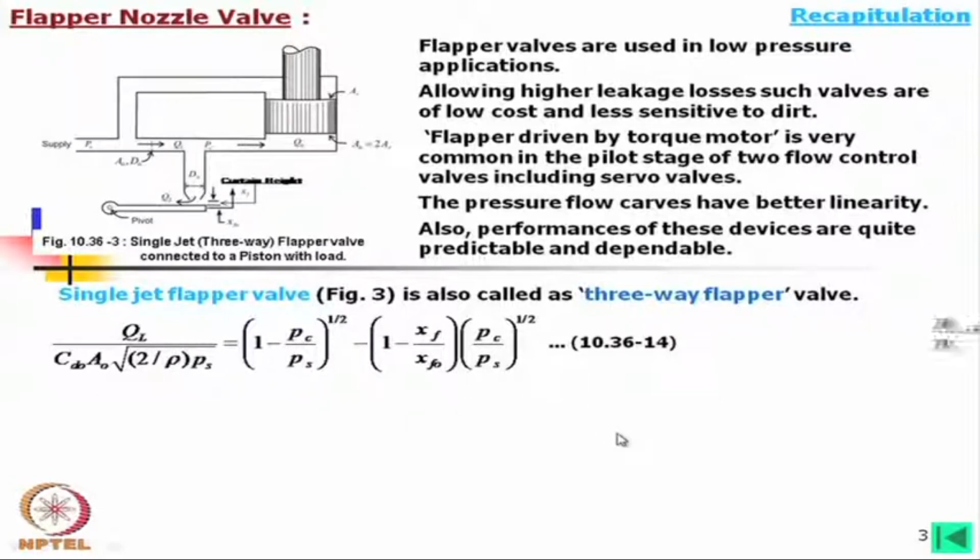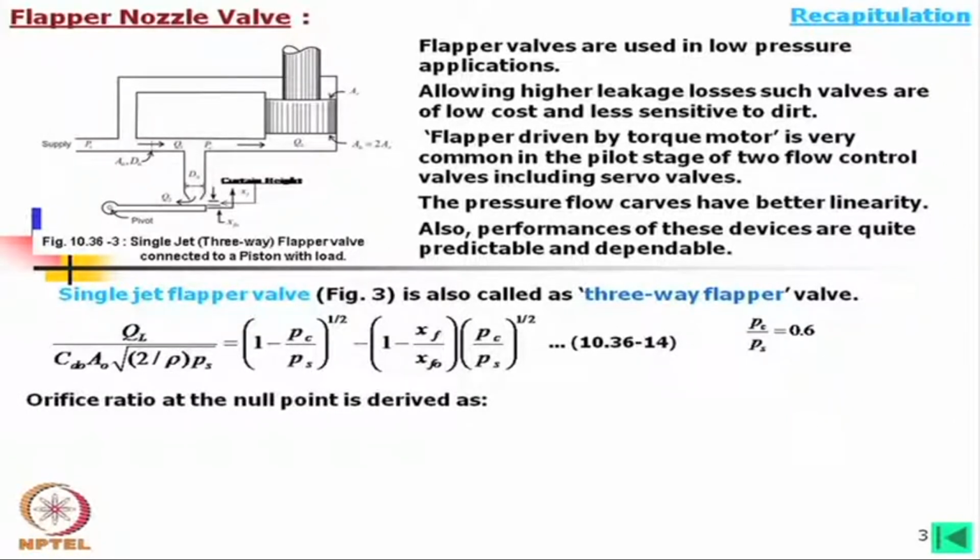Now, this Pc by Ps is usually found to be 0.6, which is good for such a flapper nozzle valve, and in the case of a spool valve 0.5, and in this case 0.6 is better.